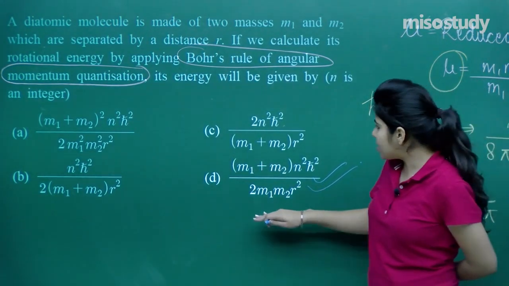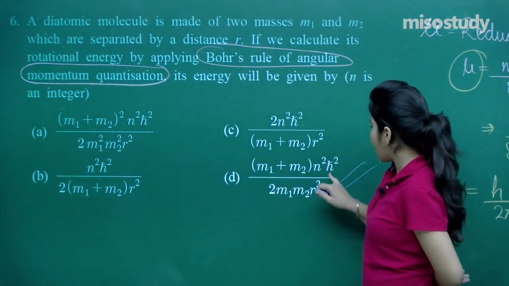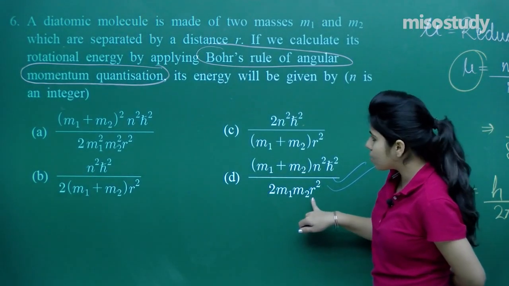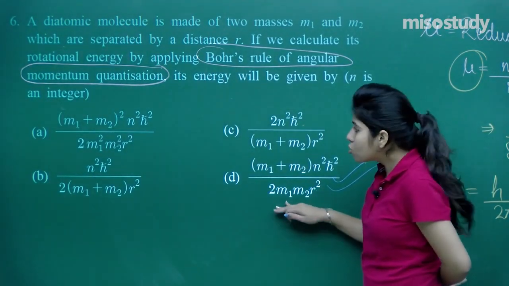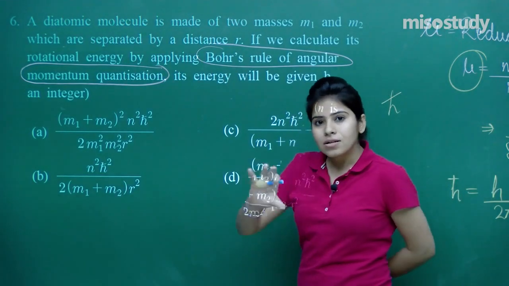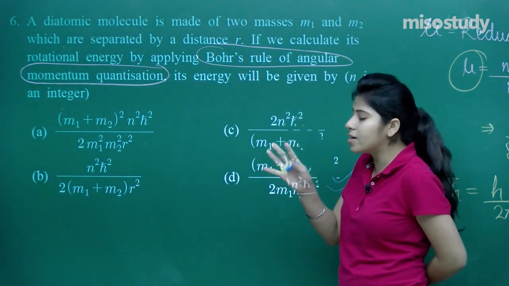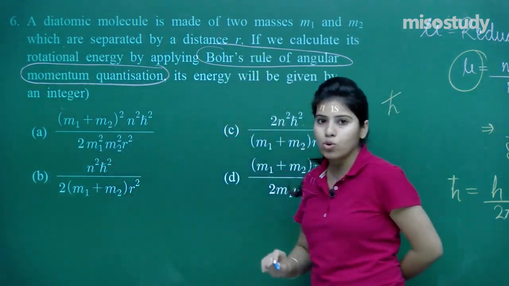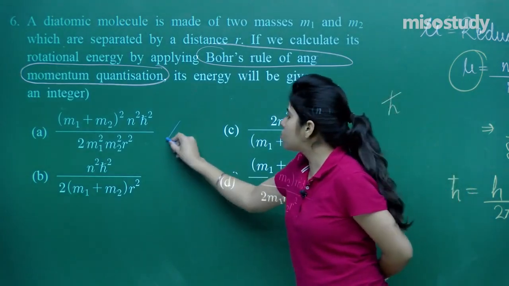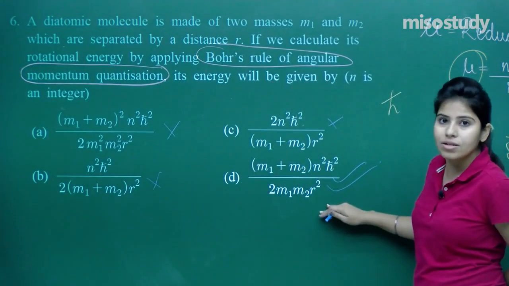What I can see over here is (m1 plus m2) n square h cross square by 2 m1 m2 r square. This option and this option are visibly the same, but what is the difference? This one has m1 square m2 square. So this cannot be the answer, this will be neglected and this will be the correct answer.